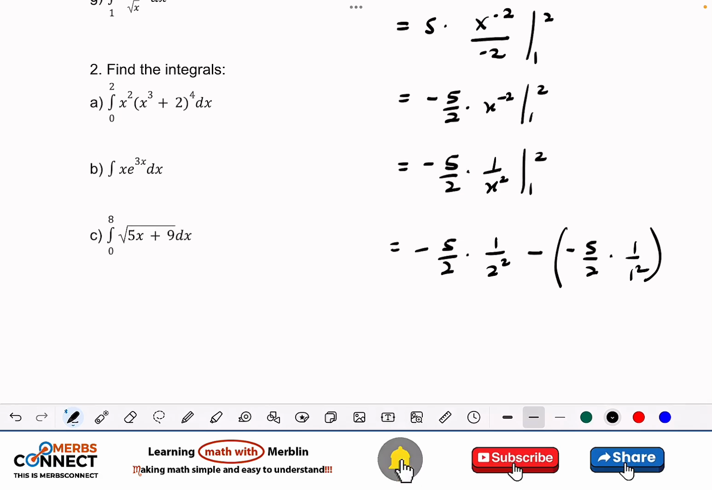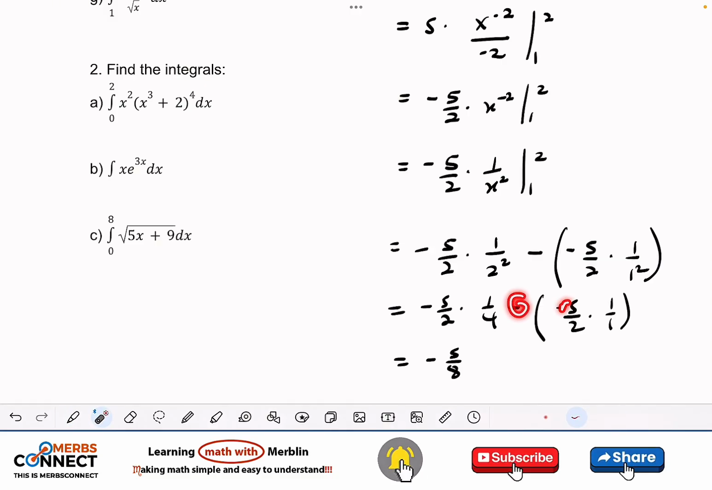So let's do that. We are going to have minus 5 on 2 times 1 over 4 minus, in brackets here, we are going to have minus 5 on 2 times 1 over 1. So when I do that, this is going to be minus 5 on 8. Then when I multiply by minus, that one's going to be plus, and then plus 5 on 2.